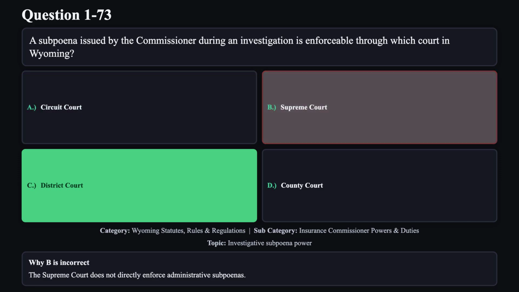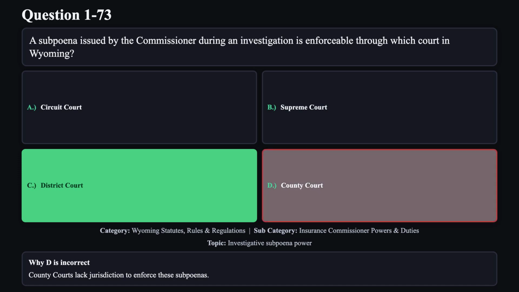Reason B is not correct. The Supreme Court does not directly enforce administrative subpoenas. Reason D is not correct. County courts lack jurisdiction to enforce these subpoenas.